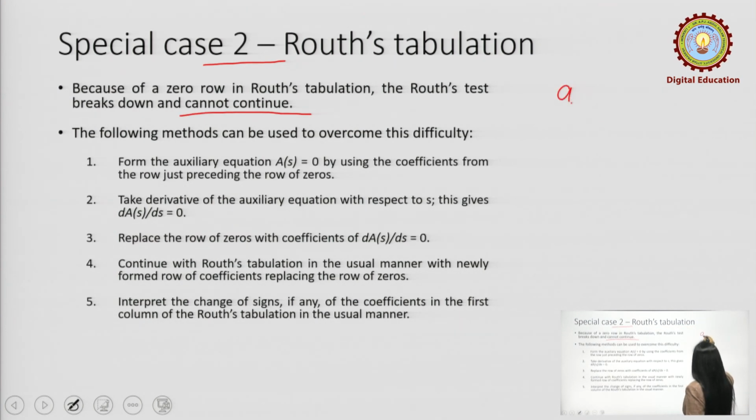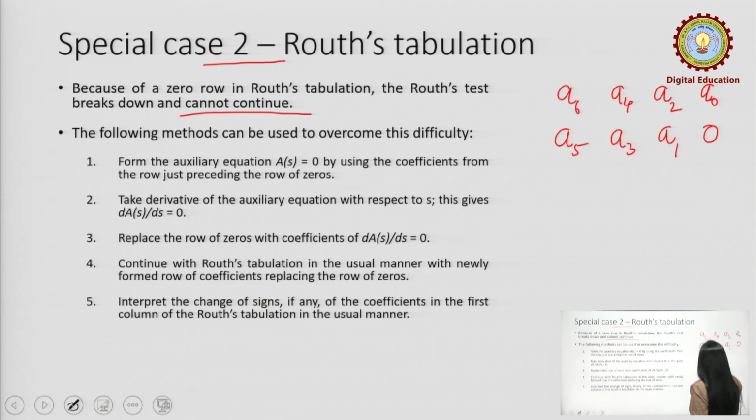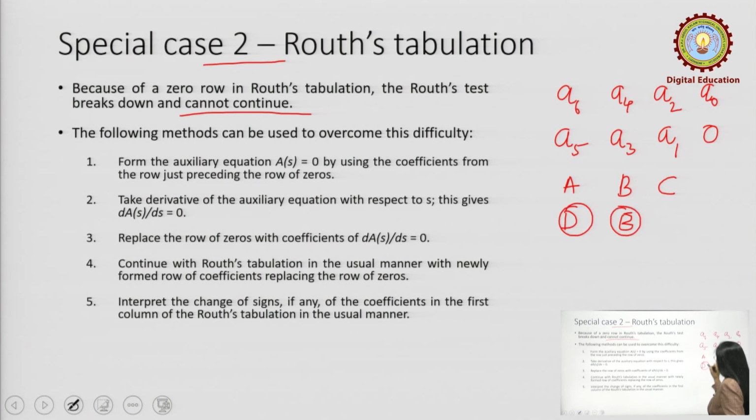For example, we have here A6, A4, A2, A0, A5, A3, A1, 0. We have certain elements A, B, C here, and we have element D here. For example, this D and E both become 0. That is, the entire row is now with a 0 element. In that case, what happens?